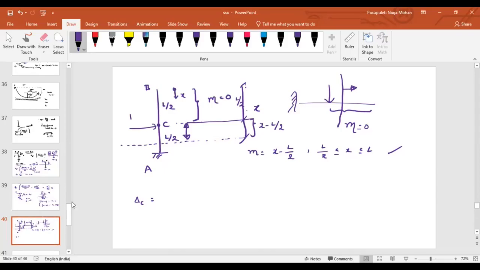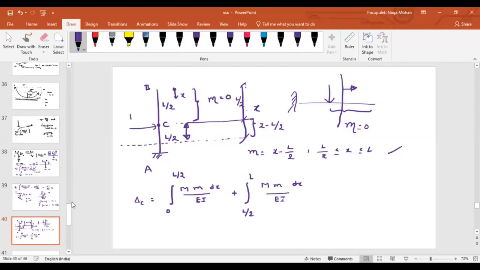But here what is happening? Your small m is different from B to C and it is different from C to A. So what should I do? I should divide it: integral of capital M into small m into dx divided by EI in the portion 0 to L by 2, plus again from L by 2 to L, capital M into small m into dx by EI.